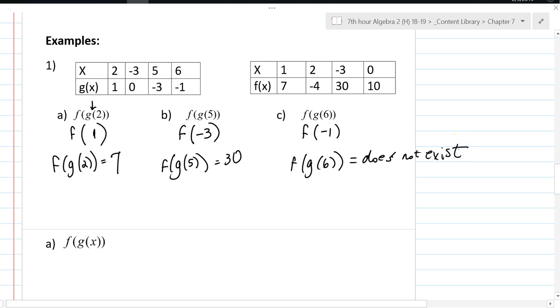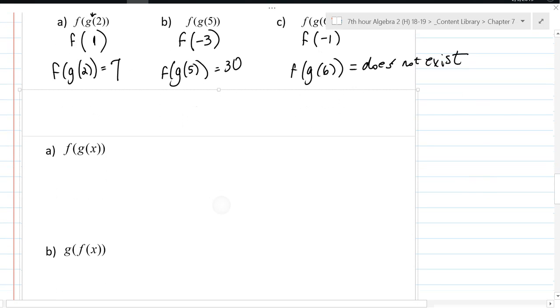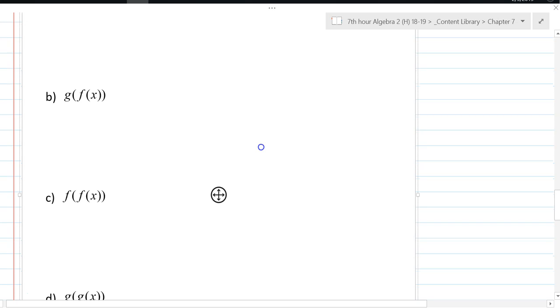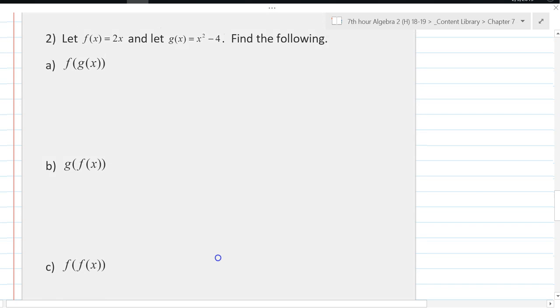The reason why is because the range of the inner function is not a member of the domain of the outer function. So when we do a composition, that's what happens. The range of the inner function becomes the domain of the outer function.